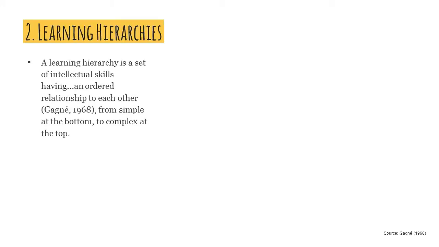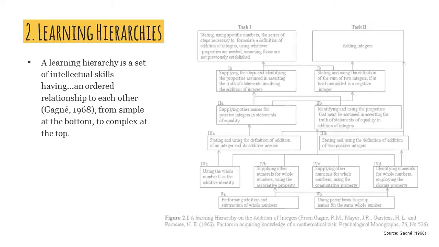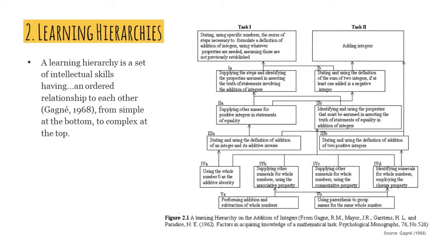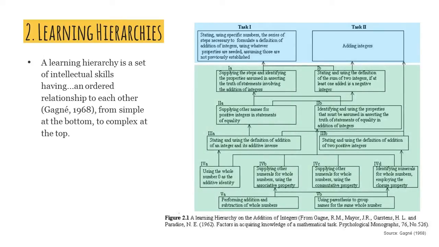The second concept in Gagne's theory is learning hierarchies. According to Gagne, a learning hierarchy is a set of intellectual skills having an ordered relationship to each other, from simple at the bottom to complex at the top. The diagram on the right shows that the 2 main tasks involved in the addition of integers can be further broken down into subordinate tasks, with the simplest task at the bottom of the diagram.